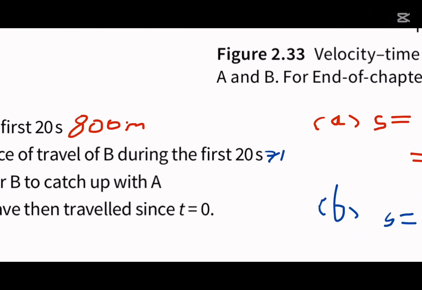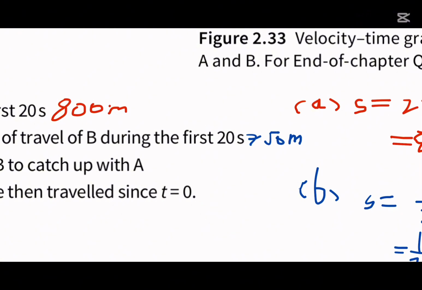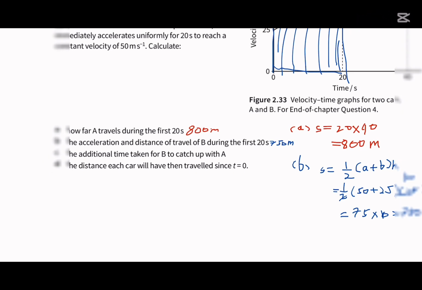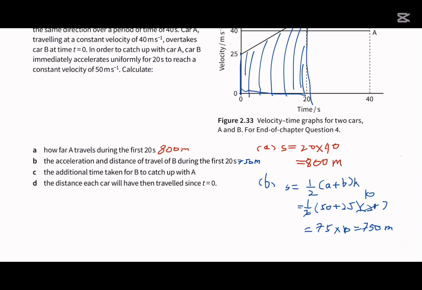My annotation is not doing well. It's not a square root. So this is 750 meters. Alright, so let's go to part C.